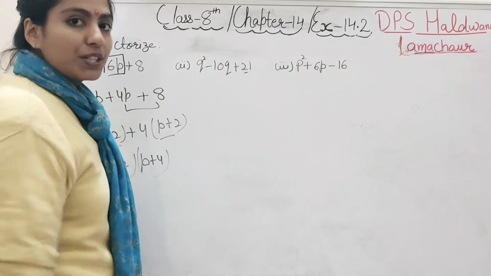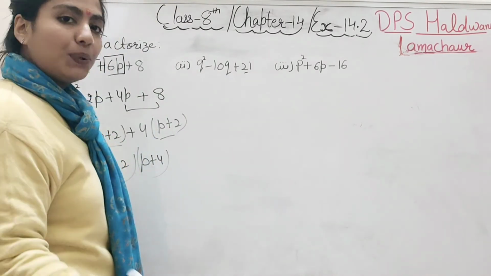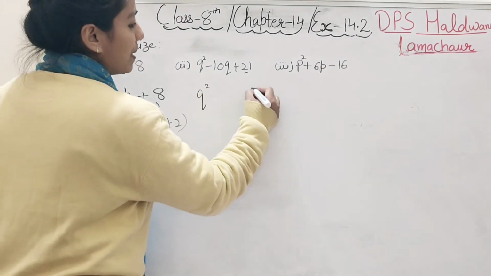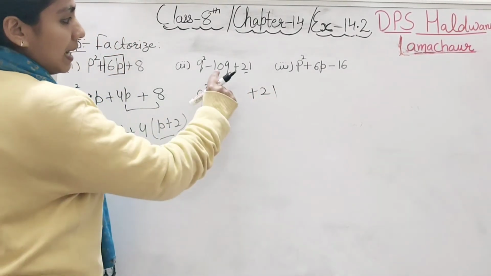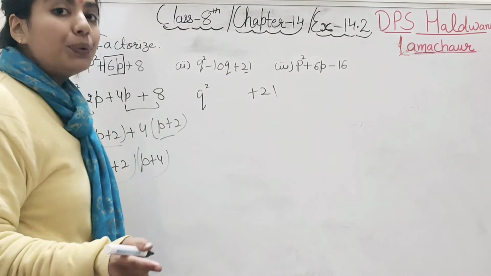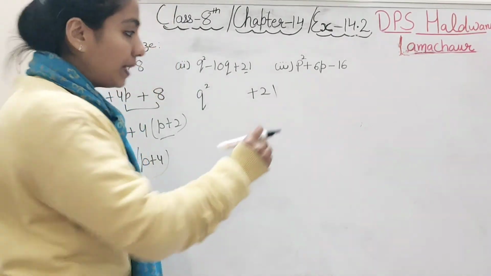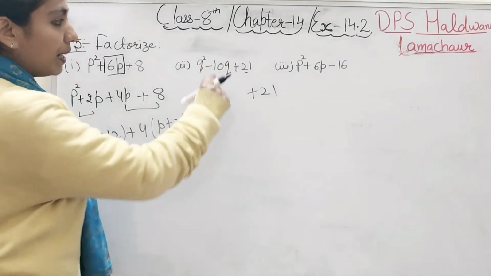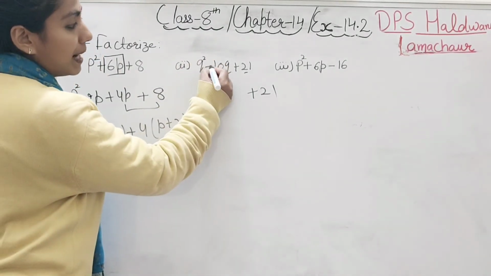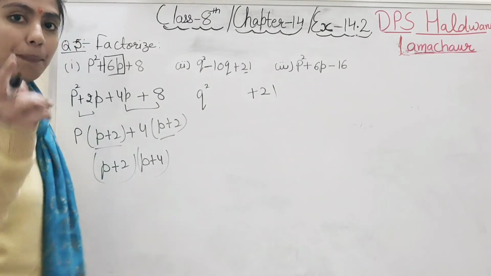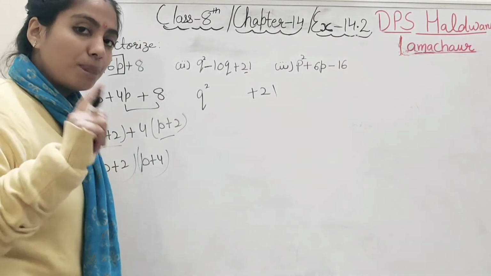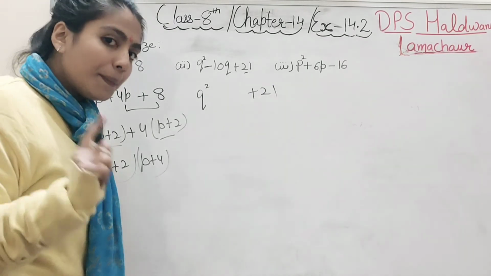21 is not a perfect square of any number. So we'll do the term splitting one. Okay, so let's start. Q square and plus 21 remain as it is. 10q we have to split in that manner so that on multiplication we get 21 and on plus minus we get 10q. Now here is minus 10q. It means if you are doing plus minus, then the bigger number should be of minus, because plus minus gives the minus sign to the bigger digit.